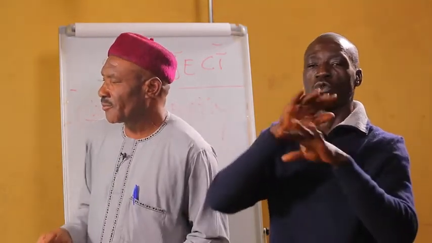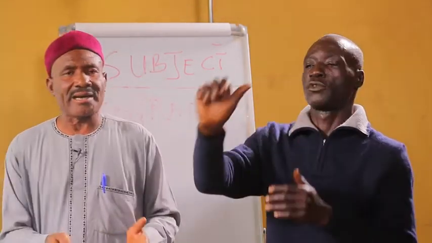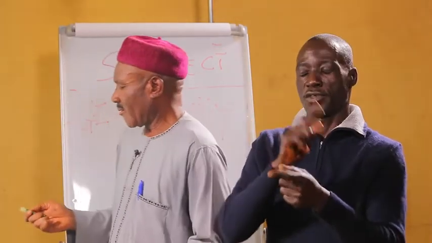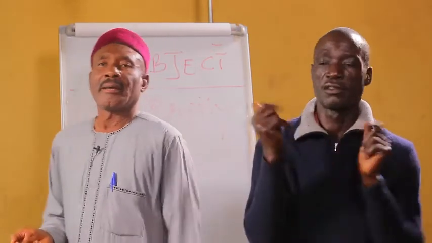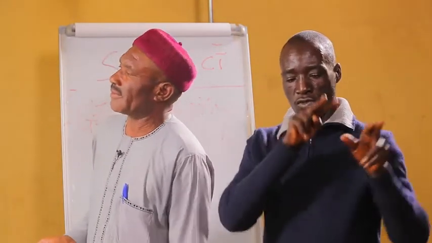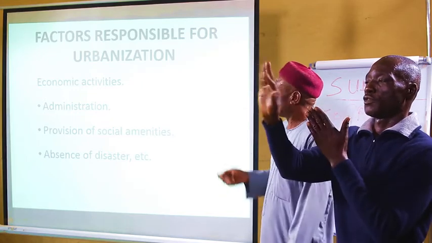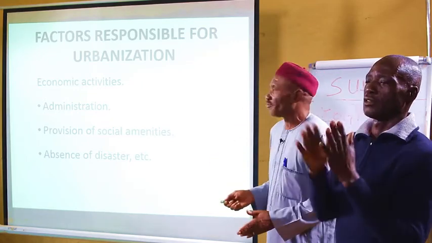And look at, for example, Accra in Ghana. Accra is the capital of Ghana, where people come to look for their daily bread. Now, factors responsible for urbanization. We have some of the factors. There are many, but there are a few here I have to name.